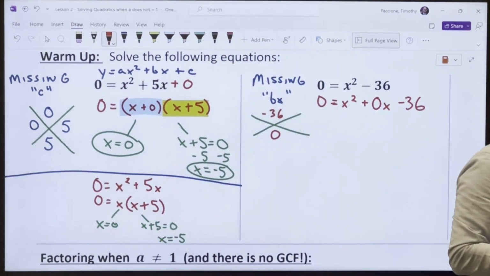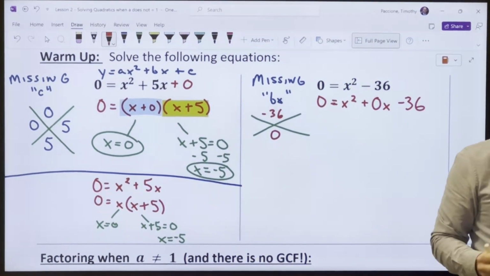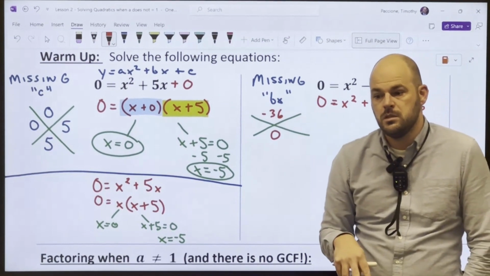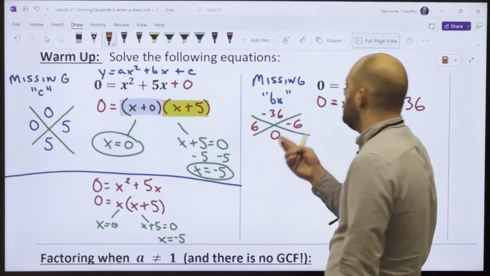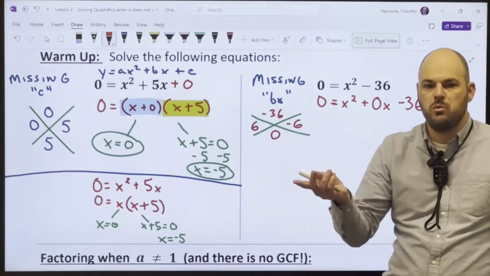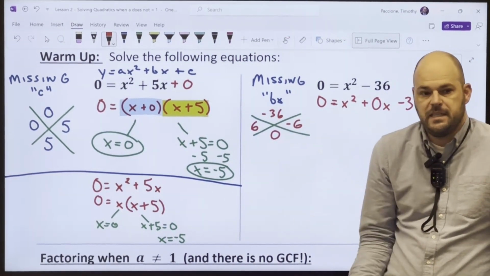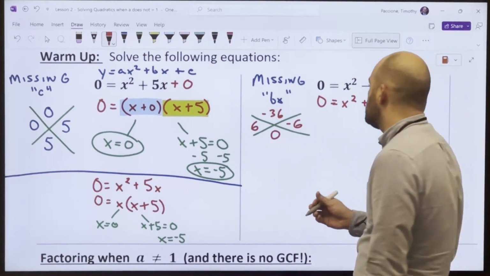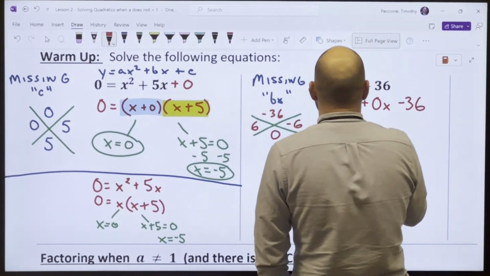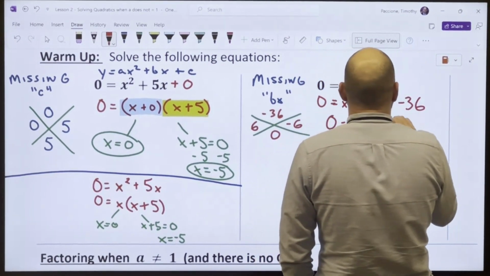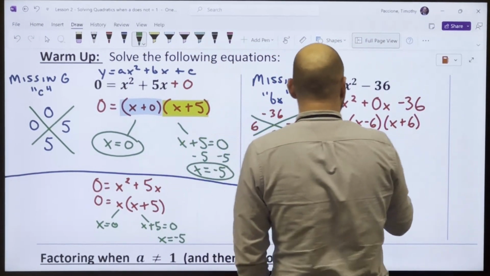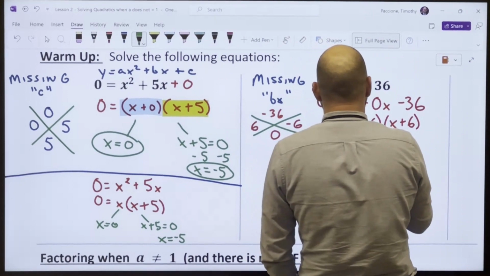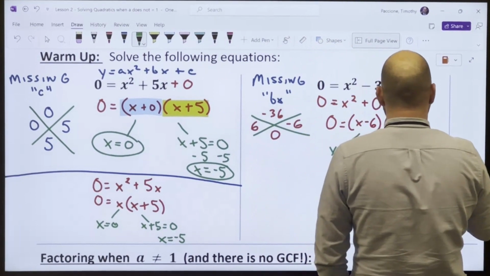I got negative 36 and 0 on the bottom. So two numbers that multiply to give me negative 36, and they add to give me 0. 6 and negative 6. And that's always going to be the case when you're missing your bx. You're always going to get the same number, but with a positive and a negative, because you have to add to get 0. Okay? So this becomes 0 equals x minus 6, x plus 6. You pull it apart, and that means x equals 6 and x equals negative 6.